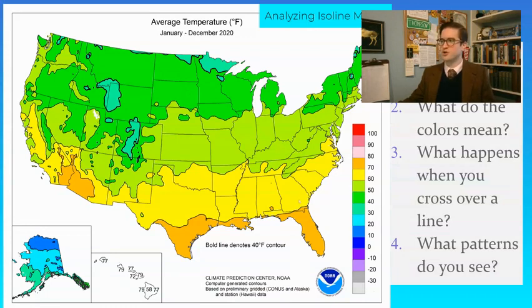What happens when you cross over the line? So if you get out of southern Arkansas into northern Arkansas, what has changed for you as you have headed north? As you get up out of the flats of Wyoming into the Rocky Mountains, what are you going to be experiencing on average? How are places similar? What patterns do you see? Are there places in Alaska that behave like places in northern Minnesota? Are there places in New Jersey that behave like places in California?